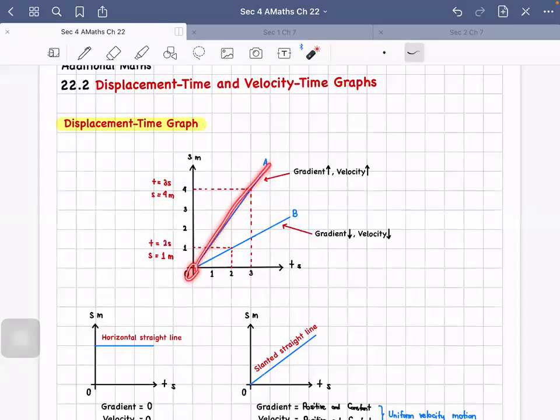What's the speed or the velocity of this car? You just need to compute the gradient of this line right here. I think everyone knows how to compute the gradient, right? If the gradient is up, the velocity is higher. Then for car B, if the gradient is lower, the velocity is also lower. So we can say that the steeper the gradient is, the faster the velocity. Again, class, y is your displacement, and x is your time.